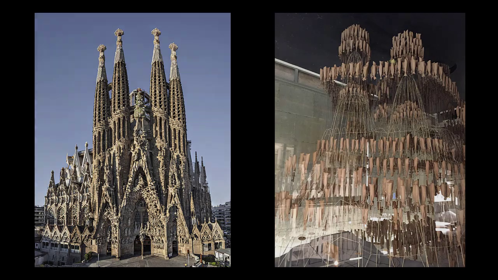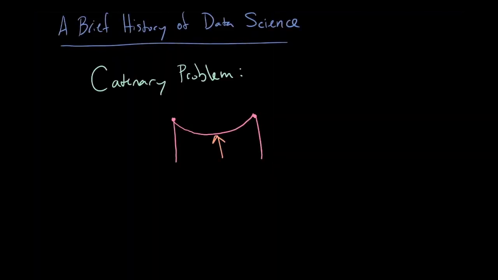And there was this question, what shape would you actually get? Is there a mathematical form for this shape? Galileo conjectured it would be a parabola. We'll see if he's right in a few minutes.